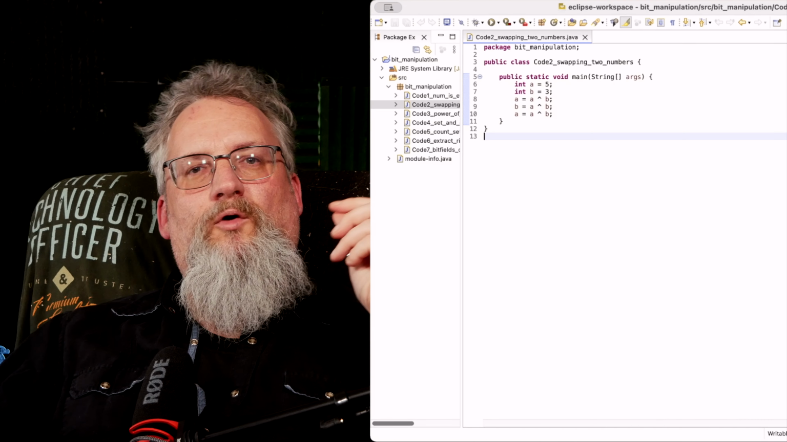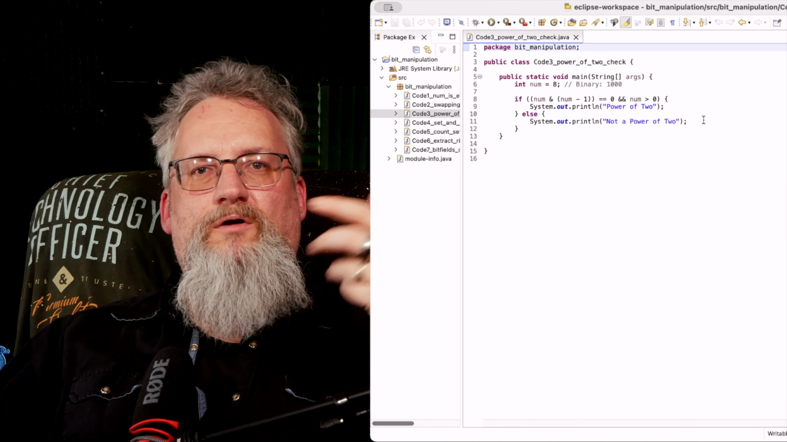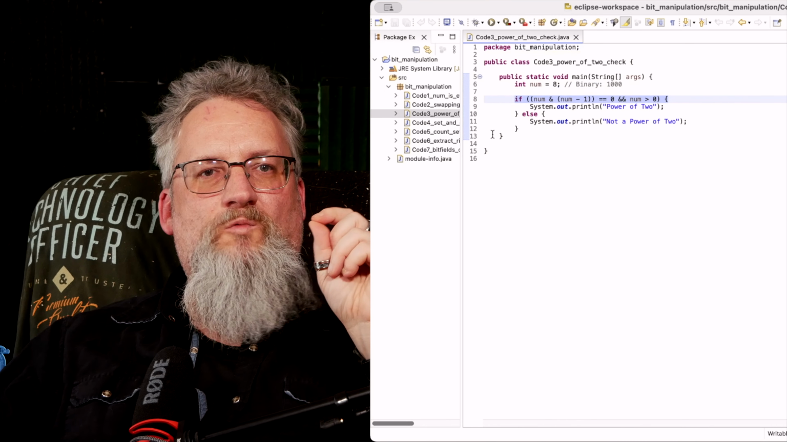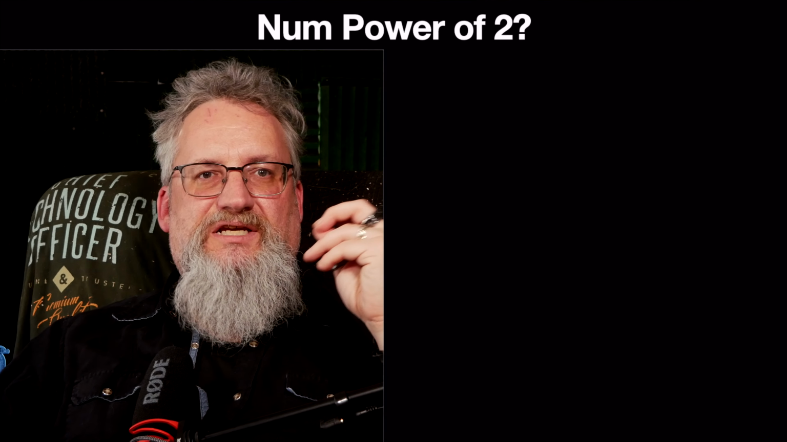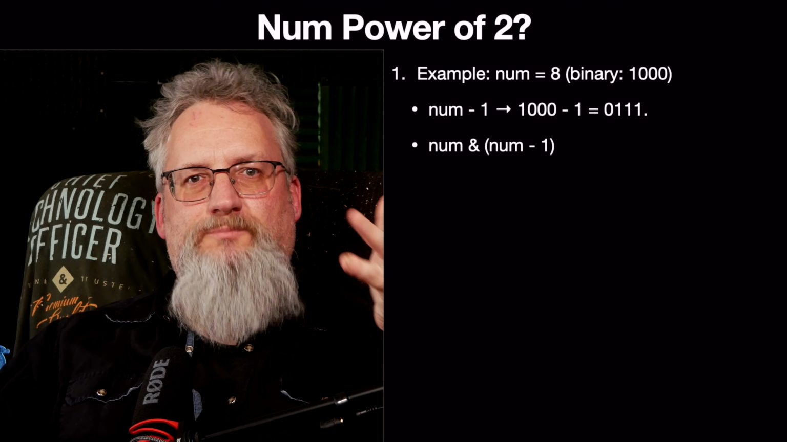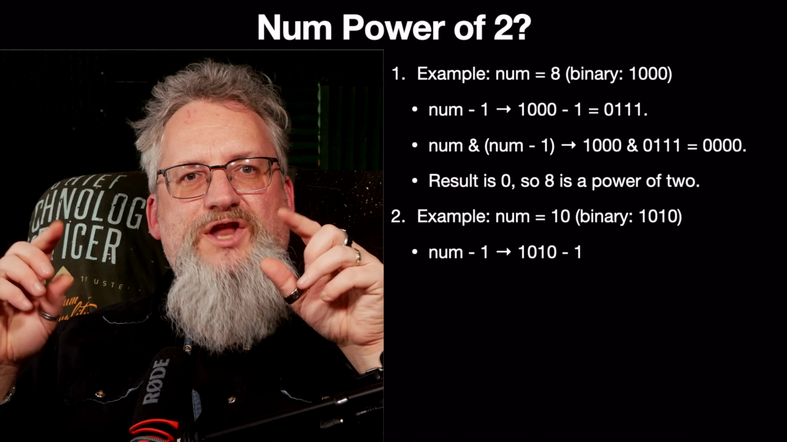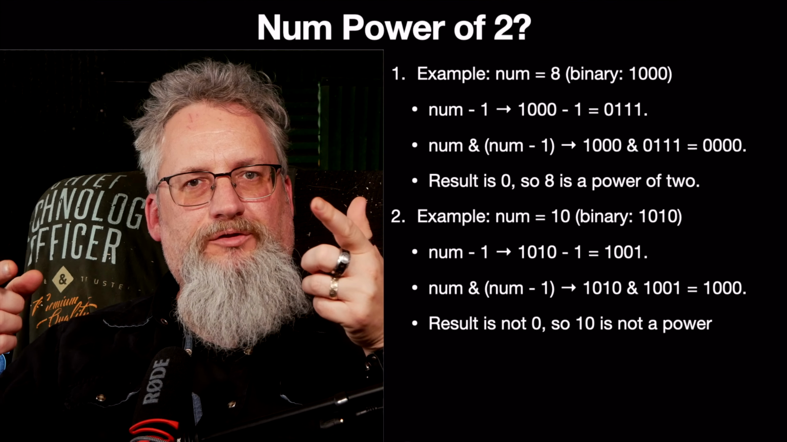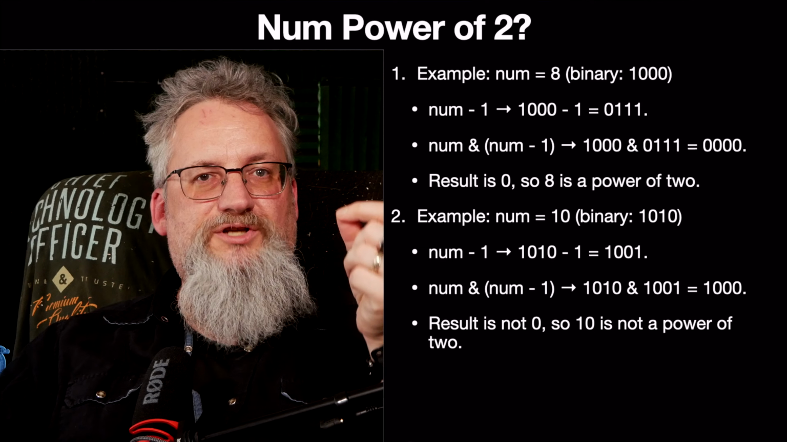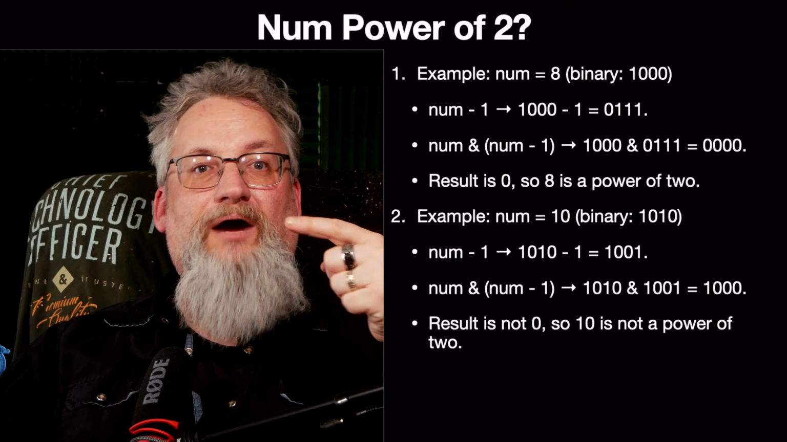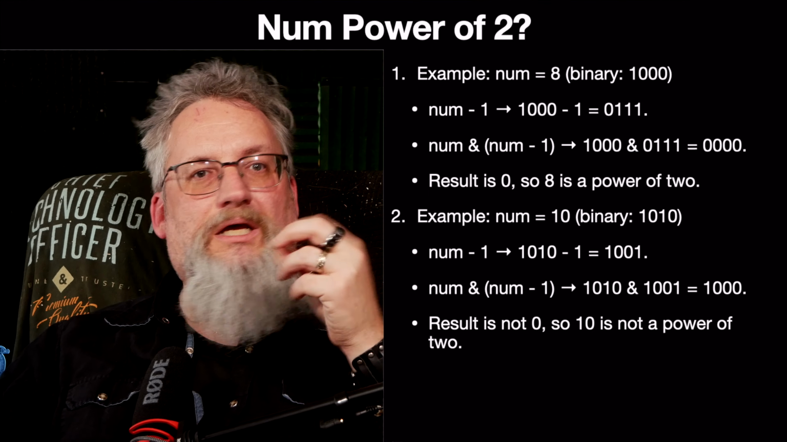Number 3, the power of 2 check. Loops, please. Check if a number is a power of 2 with this. A number is a power of 2 if it has exactly one bit set to 1 in its binary representation. For example, 8 is 1000 and 16 is 10000. Subtracting 1 from a power of 2 flips all the bits below the single 1 bit. When you AND the original number with this result, you get 0. For example, num is equal to 8. When you perform this operation, the result is 0. So 8 is a power of 2. Another example, if num is equal to 10, the result is not 0. So 10 is not a power of 2.